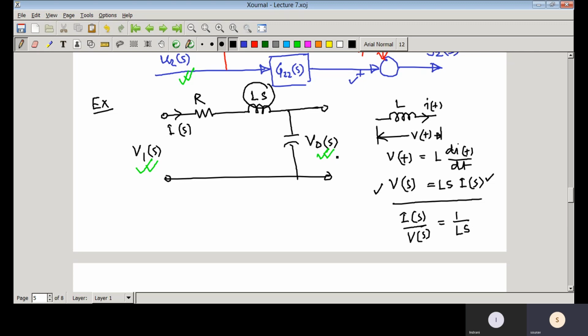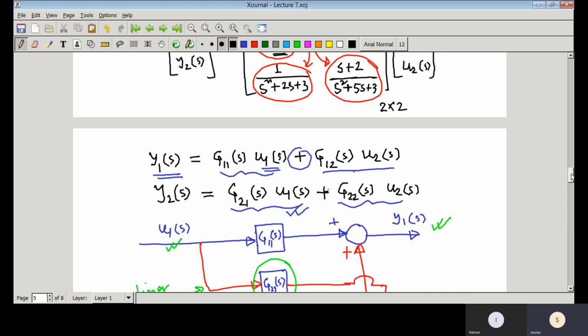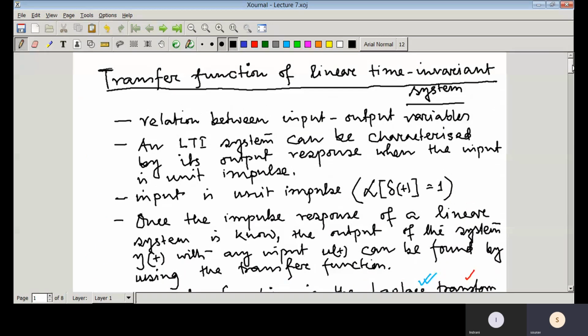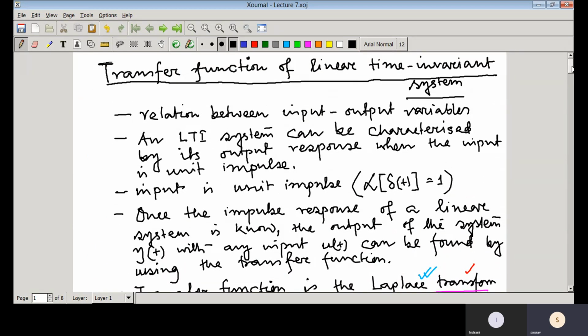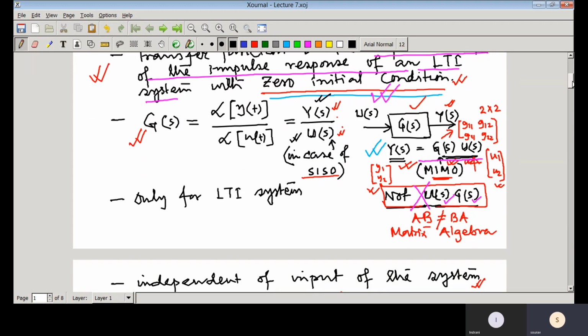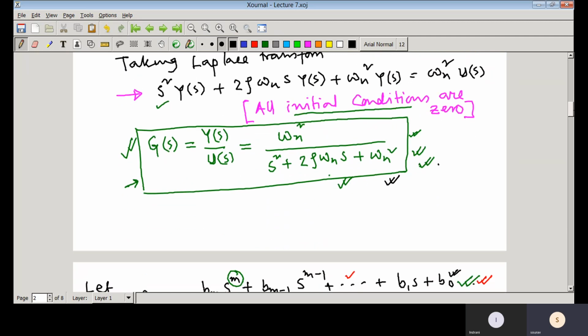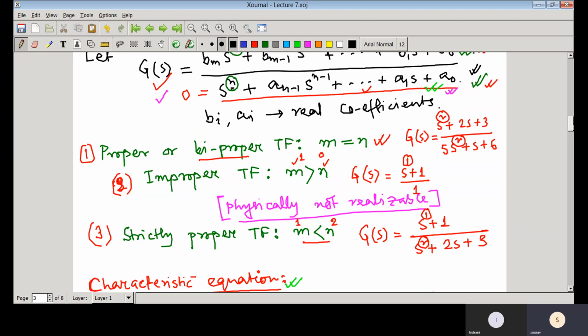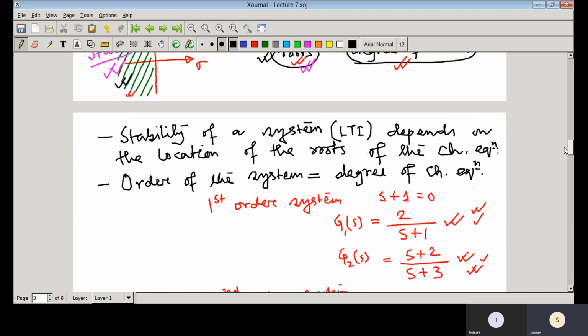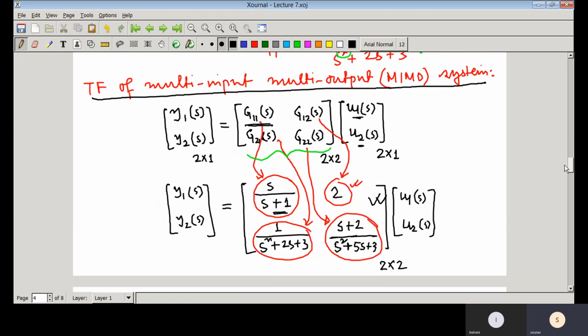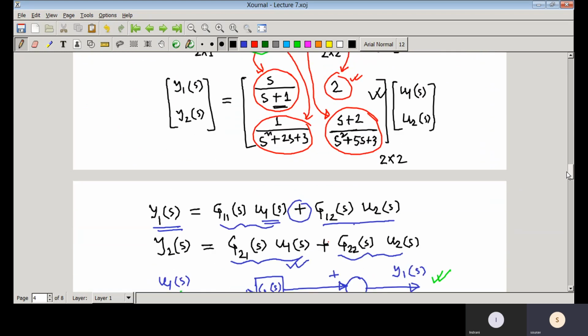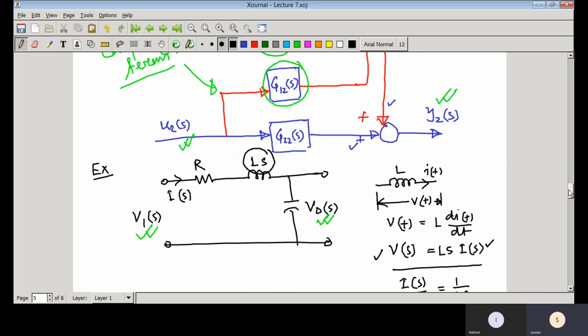Okay, so this particular transfer function derivation we will be doing in the next class. So we can stop it here. Today we have discussed the definition of the transfer function and the different aspects of transfer functions. Then we have seen a simple example of the transfer function, and we have given some definitions, the characteristic equation, and the order of the system. And here we have taken some examples, and we have shown how to represent the transfer function for a multi-input, multi-output system. And this particular example we will be discussing in the next class.